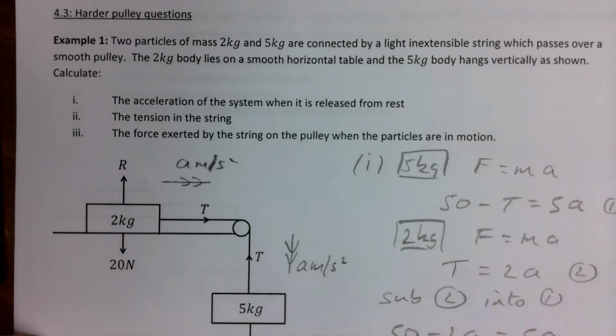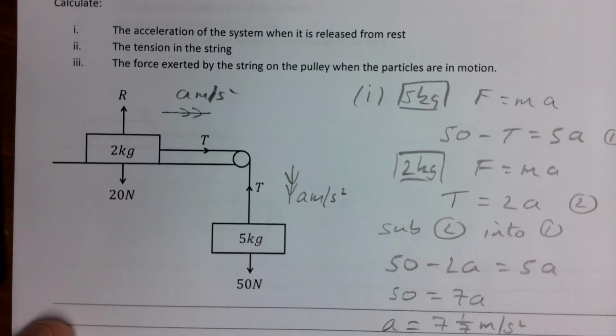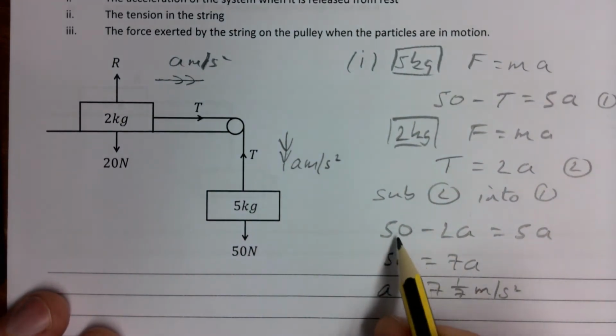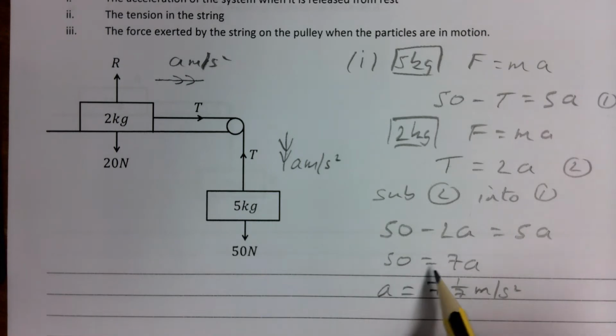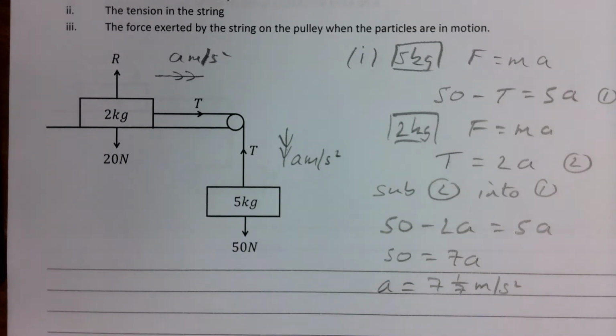Sorry, you couldn't see that. So 50 take away 2a is 5a, 50 equals 7a, and a then is 7 and a 7th meters per second squared. The tension in the string is the next part we're asked for.